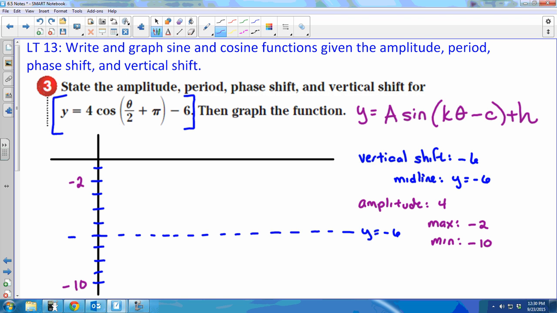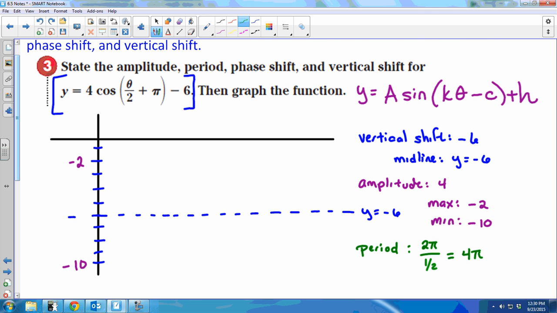Correct? Everyone good? All right, the next thing to do is find the period. The period is 2 pi divided by k. So what is k? 1/2. So 2 pi divided by 1/2 is 4 pi. So based on that, what is the scale that I'm going to count by? Pi, because you just divide by 4, right? So I have pi, 2 pi, 3 pi, 4 pi. We might have to change that a little bit or add on to either end in a second when we figure out the phase shift, but for now, that's what we got. Everyone good?